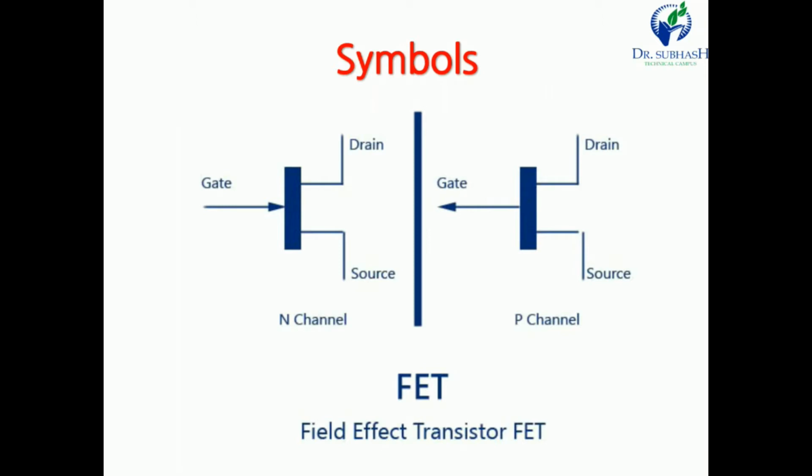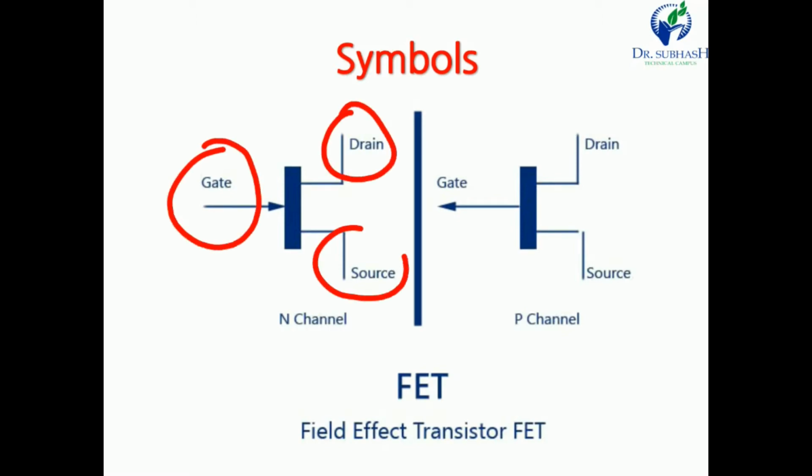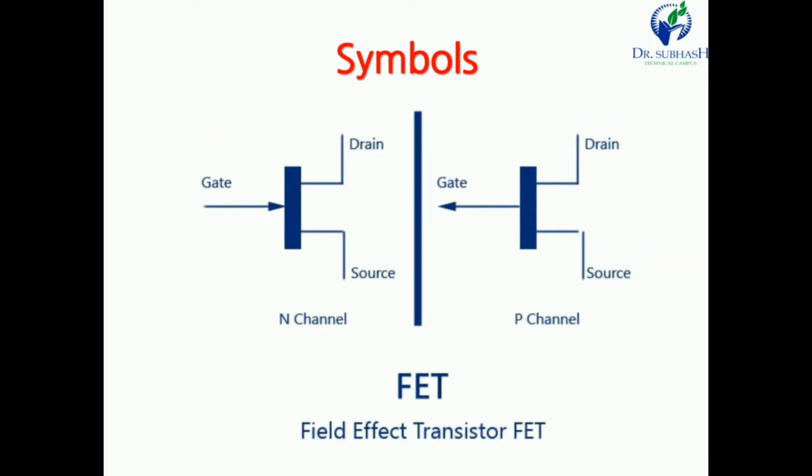This is the symbol. Mainly two types of FET are available. The first one is N channel JFET and the second is P channel JFET. In the symbol we can see the three terminals: gate, drain and source. Also in P channel: gate, drain and source. But you have to remember the arrow on the gate. If the arrow is inside, then our JFET is N channel. If the arrow is outside, then our JFET is P channel.